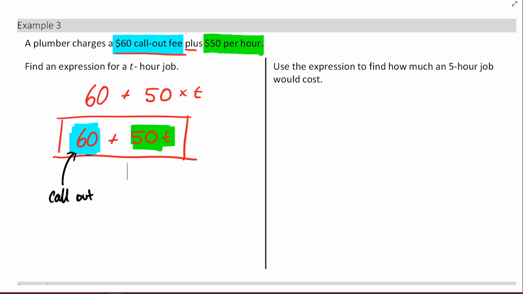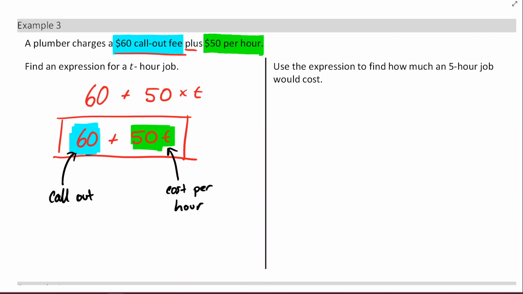And then the other part of it is this, which is the cost per hour. So the tradesperson doesn't just want to be paid just for turning up. If they spend 3 hours, they want to be paid for a 3-hour job. Or if they spend 5 hours, they want to be paid for a 5-hour job. So this is the cost per hour. And you're going to find that when we're writing expressions, other expressions are going to follow a similar idea of having a fixed fee plus a fee that goes up for how many hours you're working or how far you've traveled or something like that.